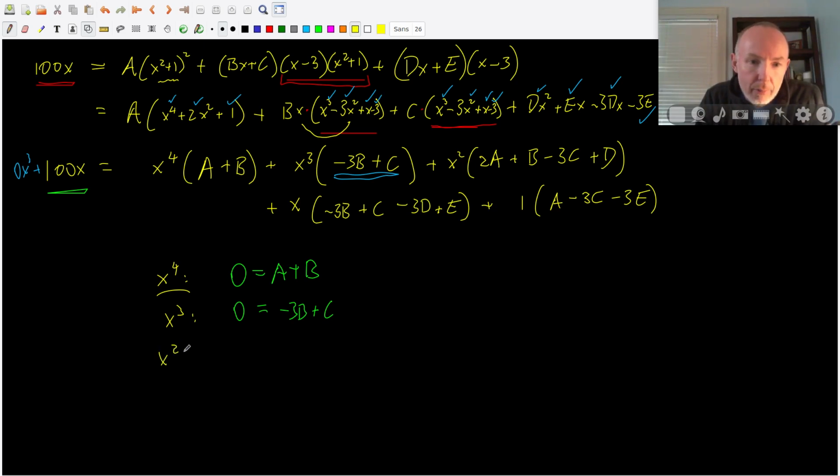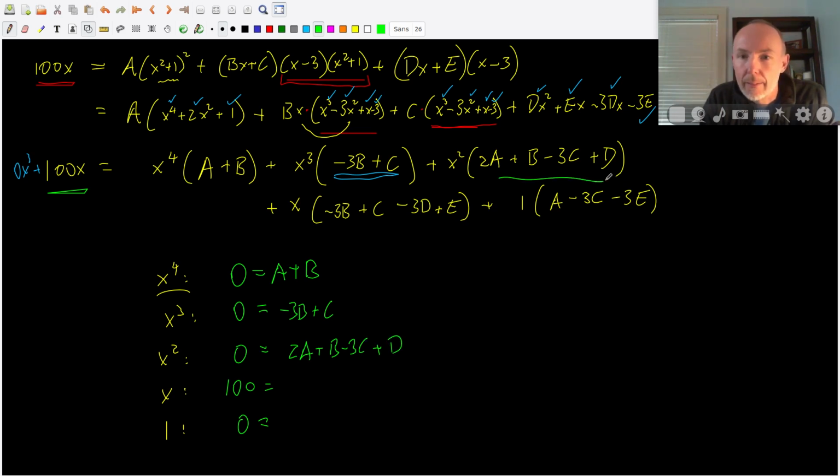Now I'm going to do this for every single term. I'm going to do it for the x's. I'm going to do it for the 1s. When I do it for the x squareds, I've got no x squareds. When I do it for the x's, I've got 100 x's. And when I do it for the 1s, well, I've got no 1s. All right, so there's the left. Looking at the right, for the x squareds, this is 2a plus b minus 3c plus d. That's that quantity. When I look at the x's, it's minus 3b plus c minus 3d plus e. And when I do it for the 1s, that's a minus 3c minus 3e.